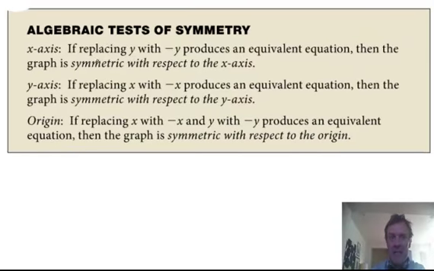Here we go. X-axis symmetry. If replacing the y with a negative y produces an equivalent equation, then the graph is symmetric with respect to the x-axis. Okay, replace the y with a negative y and it stays the same. Symmetry around the x-axis. Let's have a look at y-axis symmetry.